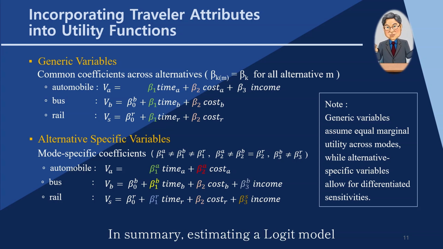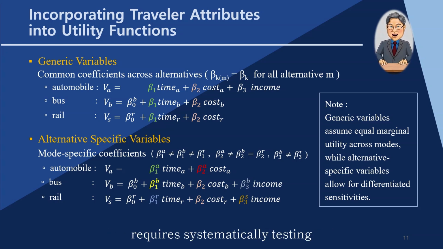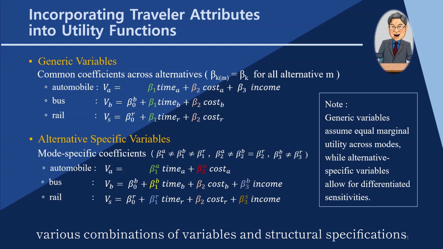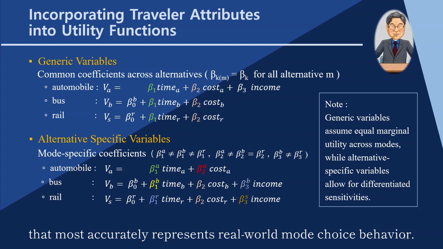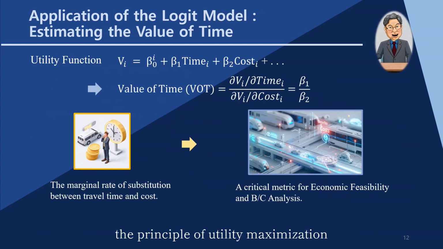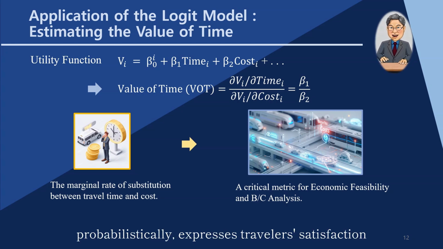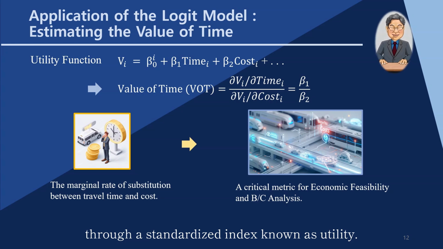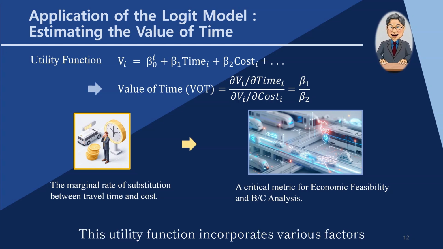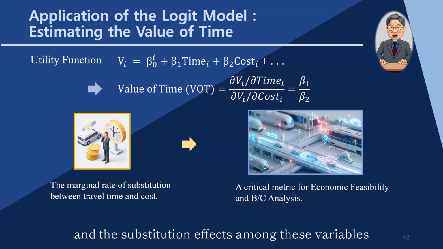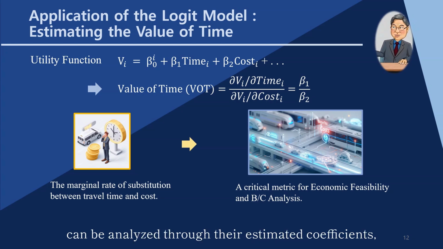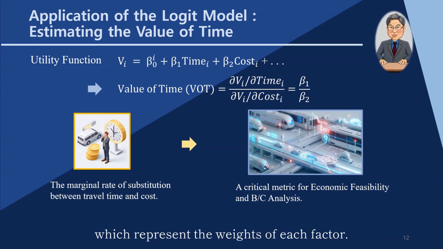In summary, estimating a Logit model requires systematically testing various combinations of variables and structural specifications in order to identify the utility function that most accurately represents real-world mode choice behavior. A Logit model, which applies the principle of utility maximization probabilistically, expresses traveler satisfaction through a standardized index known as utility. This utility function incorporates various factors influencing mode choice as explanatory variables, and the substitution effects among these variables can be analyzed through their estimated coefficients, which represent the weights of each factor.